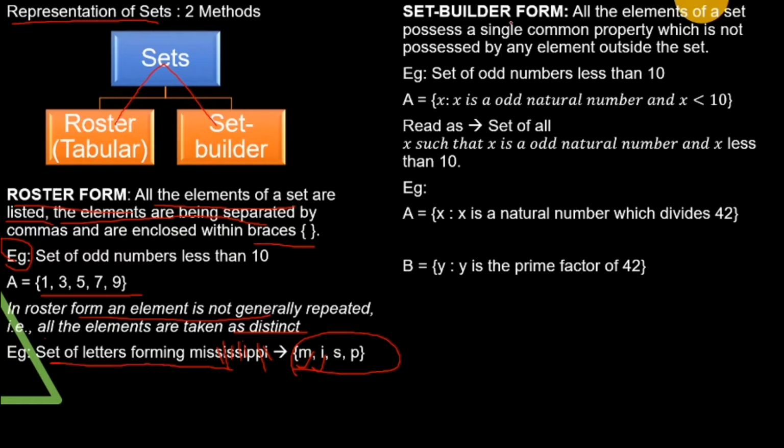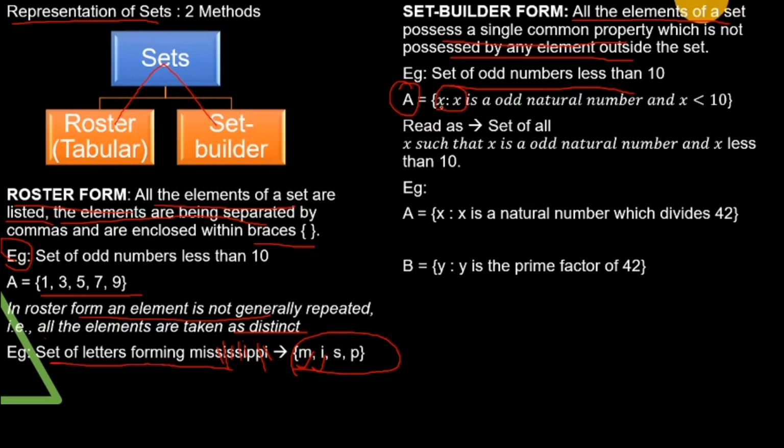Set builder form. As I have said, you write in the form of a statement. Let's see how we write. All the elements of a set possess a single common property which is not possessed by any element outside the set. Take the set of odd natural numbers less than 10. How do we represent it? Obviously we'll have curly brackets and a letter to represent the set. So A equal to curly bracket x such that x. Always you begin with this form for set builder form. And this colon you call it such that.